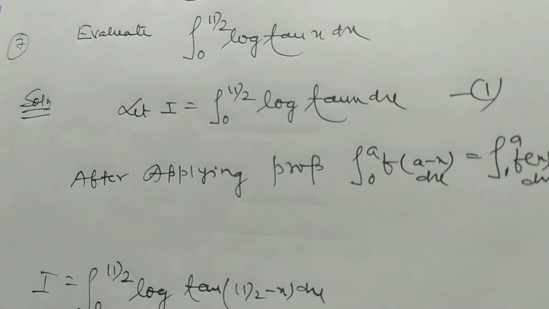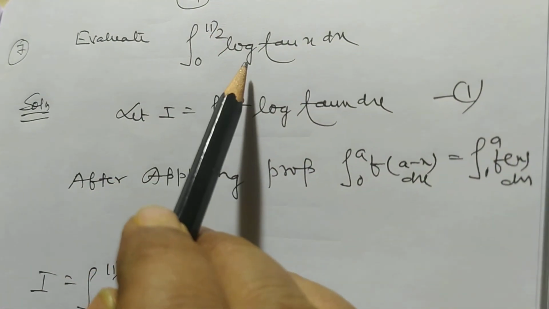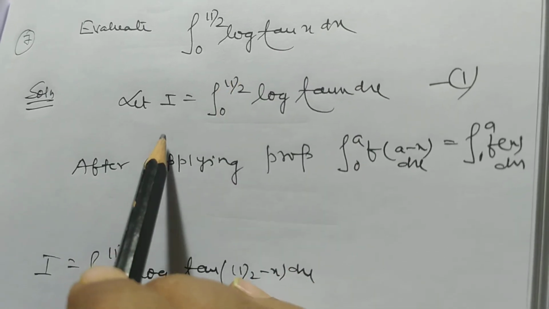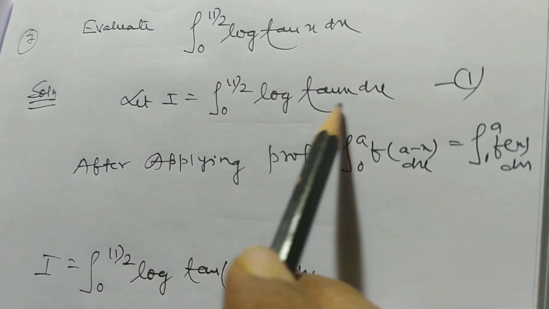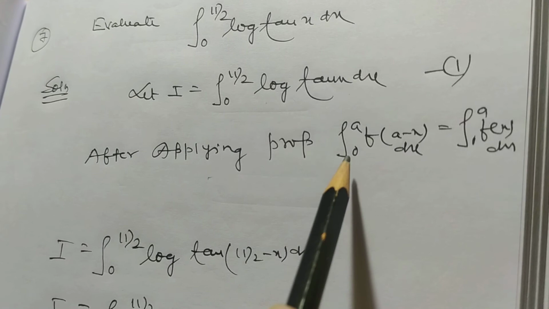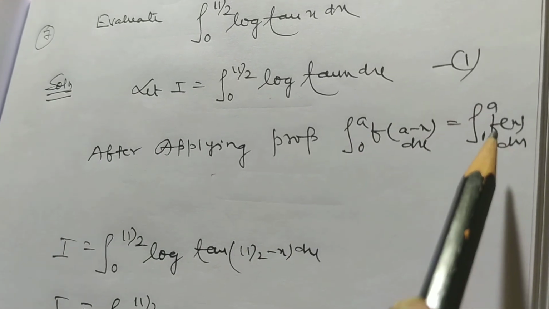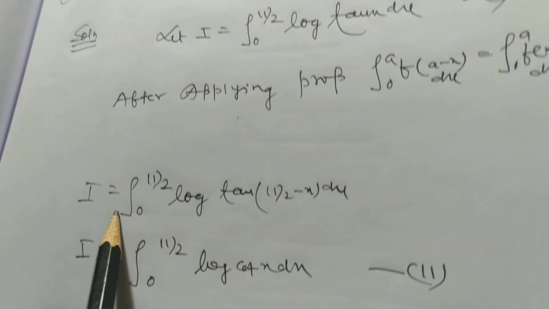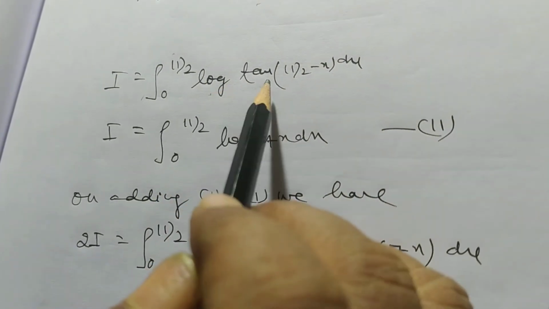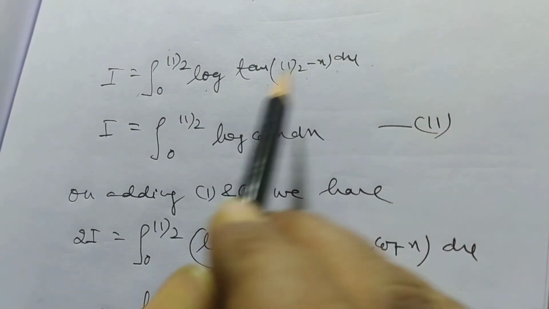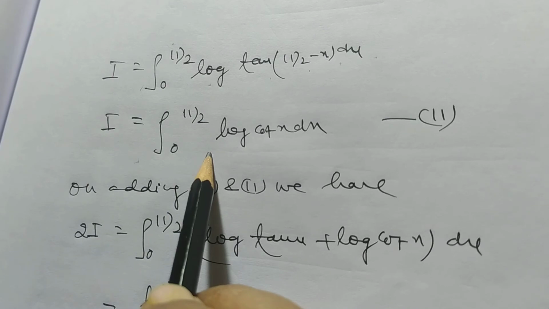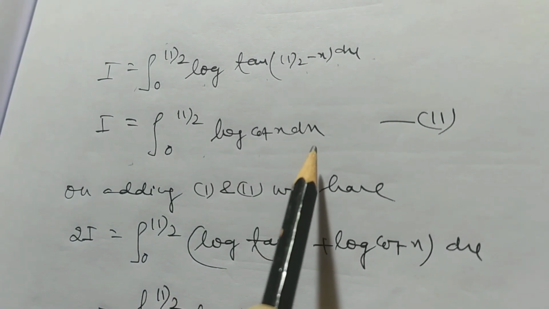So now my dear students, now I want to solve some more important problem. Integral 0 to pi by 2 of log tan x dx. Let I is equal to integral 0 to pi by 2 of log tan x dx. After applying the property integral 0 to a f(a minus x) is equal to integral 0 to a f(x) dx, I is equal to integral 0 to pi by 2 of log tan(pi by 2 minus x) dx. I is equal to integral 0 to pi by 2 of log cot x dx.